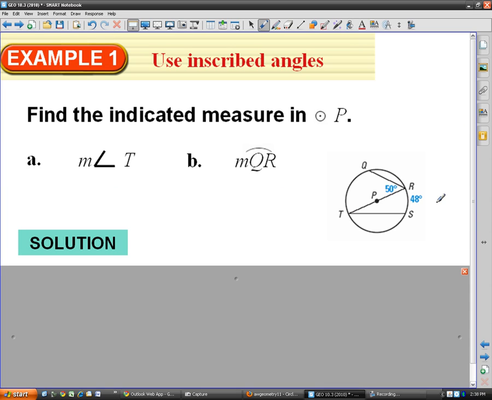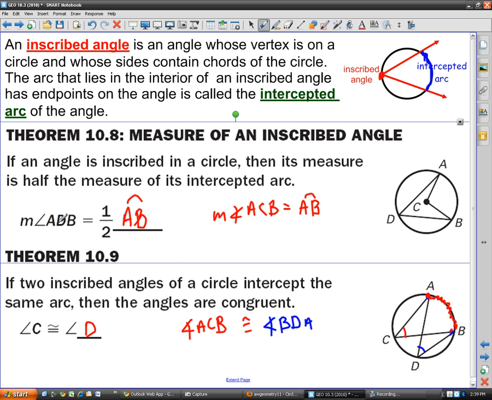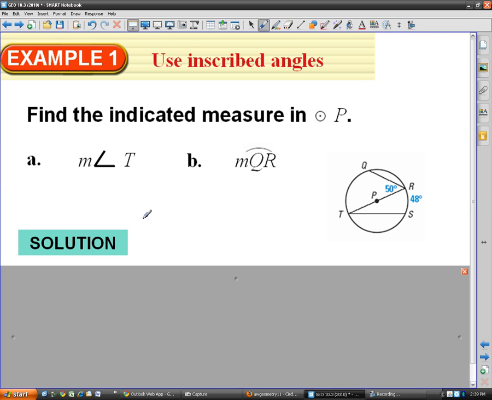This is example 1, and in example 1 they're giving us the circle, and they're saying, what's the measure of angle T? The first thing I look at is what kind of angle T is, and I notice that angle T is an inscribed angle, which goes back to what we just talked about in the previous slide. Let's go back and look real quick. The inscribed angle is half the measure of the arc. So if I know the arc is 48 degrees, then half of that arc would be the measure of angle T. So 48 divided by 2 is 24. That's the measure of angle T.